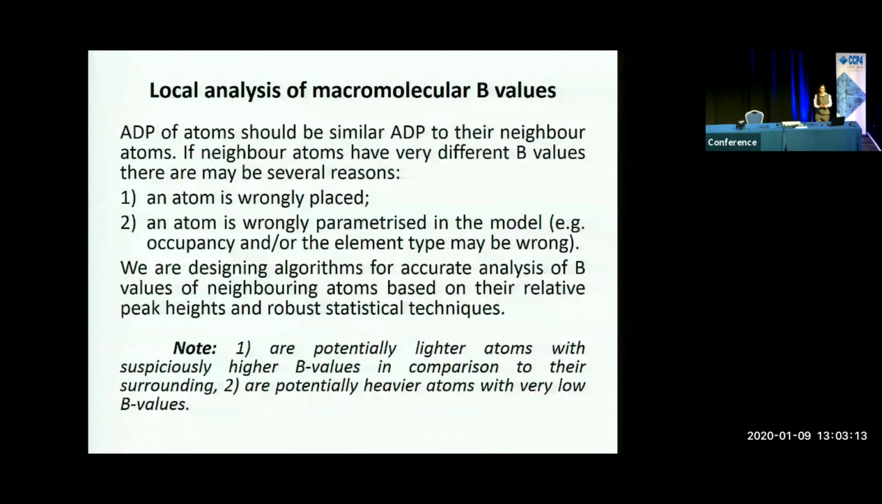Now, local analysis. As we know, the ADPs of atoms should be similar to their surrounding atoms' ADPs. When neighboring atoms have very different B values, there may be two reasons. First, atoms may be wrongly placed, and second, atoms may be wrongly parameterized. For example, occupancy and element types may be wrong. We are designing algorithms for accurate analysis of B values for neighbors based on their relative peak heights and some statistical techniques.